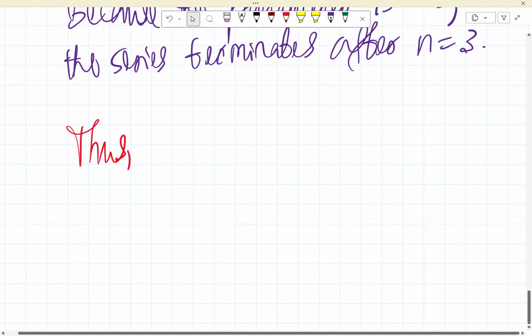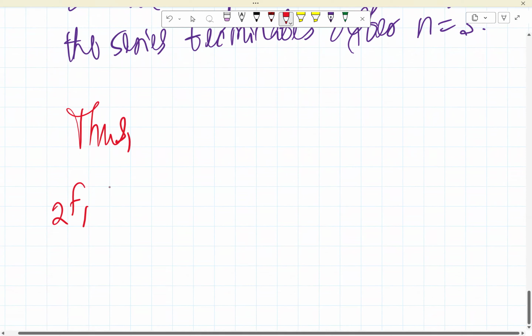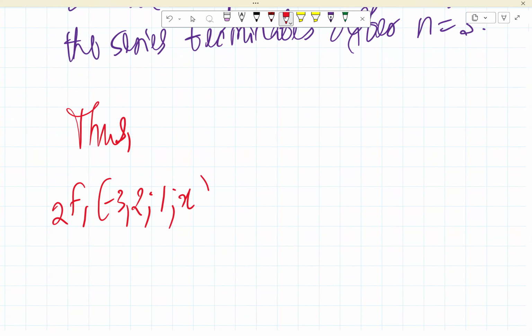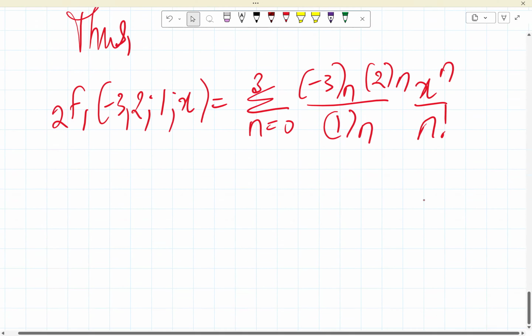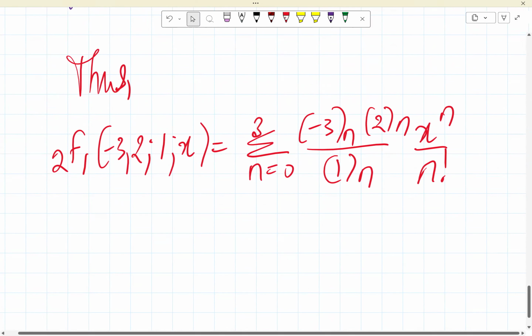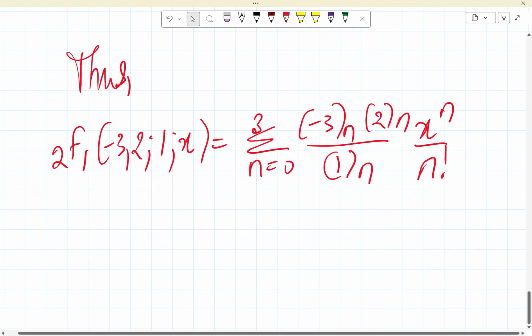Thus we then have 2F1(minus 3, 2; 1; x) equals the summation from n equals 0 to 3. So it just stops at 3 because of that minus. So we have (minus 3)_n (2)_n all over (1)_n, that's Pochhammer, x raised to power n over n factorial. So we can compute term by term. Do we have to compute term by term? We can do everything together, so let's just go together so we don't lose track of this.